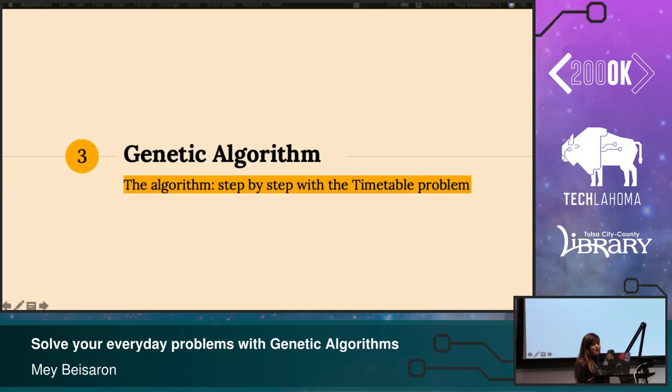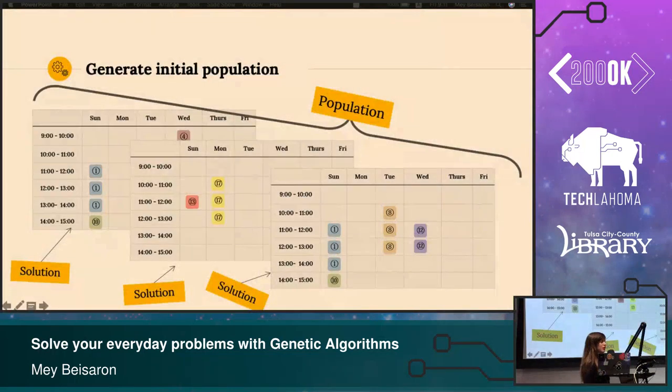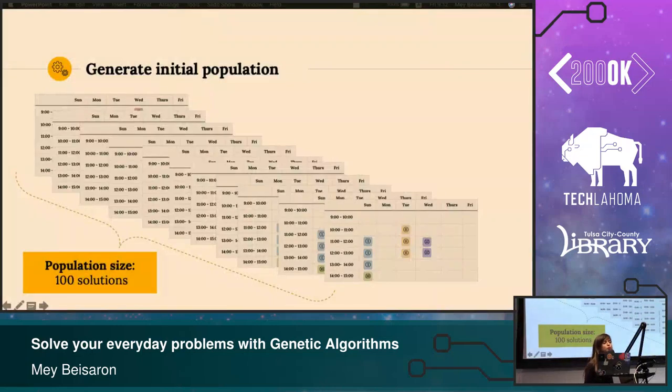I talked about generating the initial population. The way I did it was randomly. What does it mean? Remember, a timetable is a solution, and many solutions are a population. In order to generate a solution, I went over the list of courses, because for me it was mandatory to take each and every course. I randomly choose a class out of these courses and throw them into a timetable. So these are randomized. I chose to have a population size of 100, and I will not go into how you choose the population size, but we can talk about it later if anybody wants to.